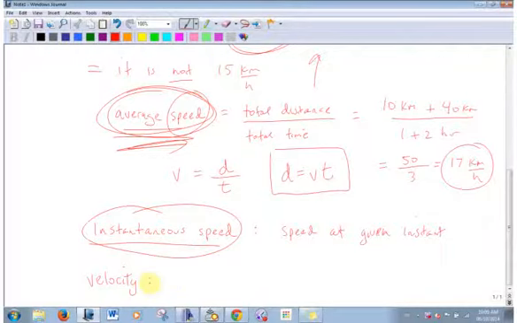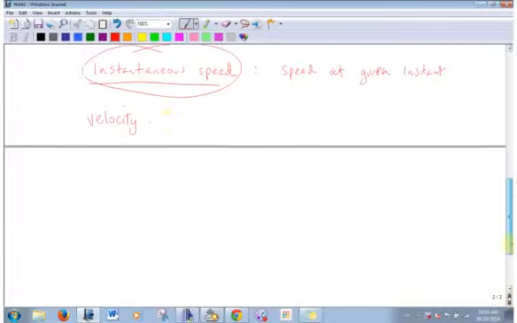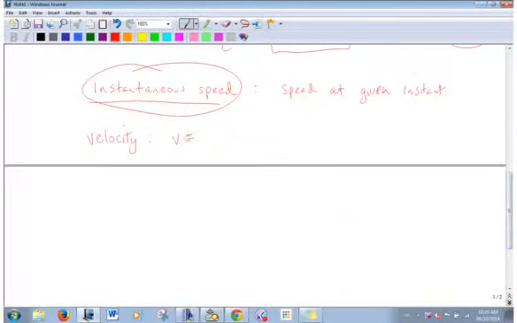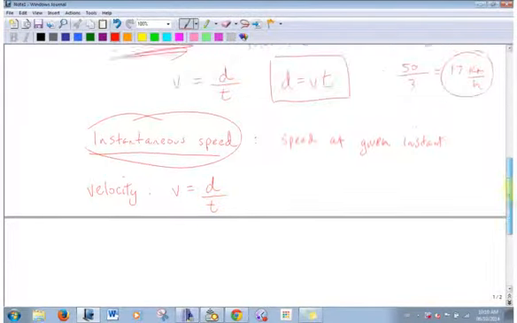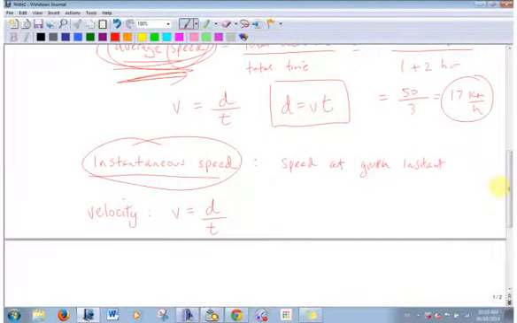Okay? If I care about direction, then I have to talk about velocity, not speed. Have we seen that formula before? What's the difference? Here's the difference. If I put a little vector sign over that v, now it's velocity, not speed. And some old books actually did use the word s instead of v. Okay? It essentially is the same thing.